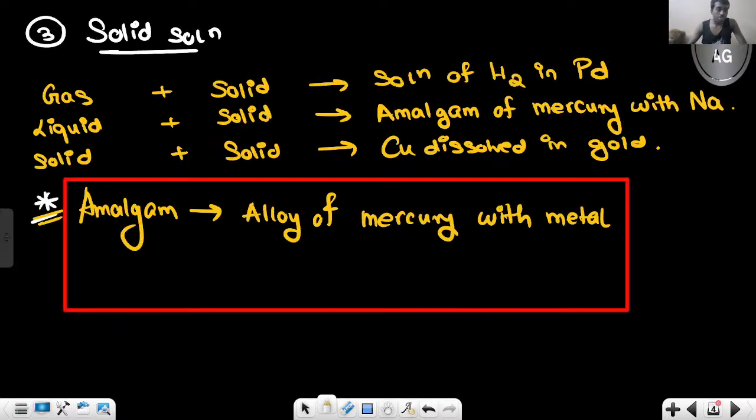Next is solid solution. Solid solution means in the solids you are going to introduce something. You can see gas plus solid, so in the solid you are introducing some gas. The example is solution of H2 in Pd. Remember, H2 in Pd forms PdH2. This is called an interstitial compound.